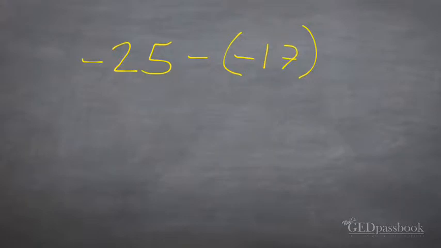Negative 25 minus a negative 17. So, negative 25 minus, this is a subtraction problem. Am I correct? So, what's the one rule you must always remember about subtraction problems? Keep, change, change. So do that. Keep the same first number the way it is, negative 25. Change your operation from a minus sign to an addition sign. Change your second number from its negative to a positive.